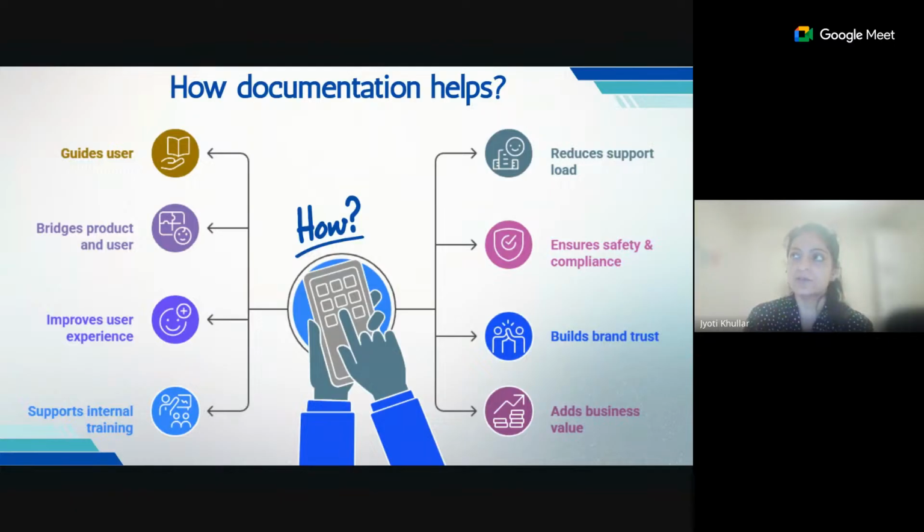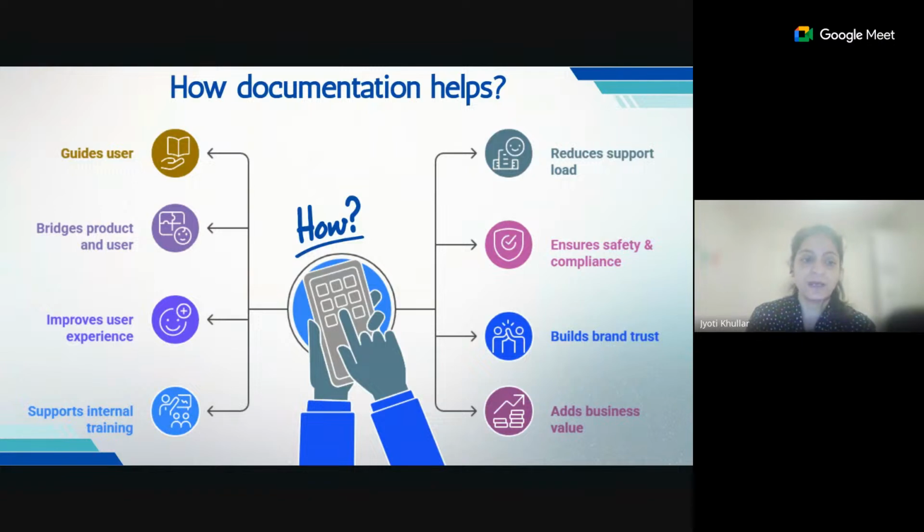Of course, a user who is getting his answers ready in the documentation, when he goes, he's able to find them, he's able to easily navigate to them, and he's able to solve his problem without sending that email, without dialing that call and waiting for the answers. It improves the user experience.